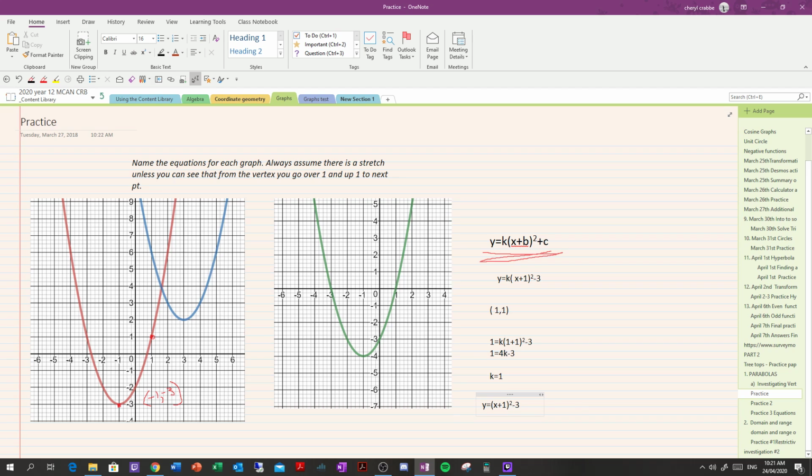There is no stretch. Well, we don't say there's no stretch. There's a stretch of 1. If there's a stretch of 1, we don't write that in front of the bracket, obviously. But that's how you would do that one. And so you continue to do this process. Always assume that there's a stretch. See if you can find what the stretch is. It may be 1, but it may be something else. So make sure that you check that and test that each time.